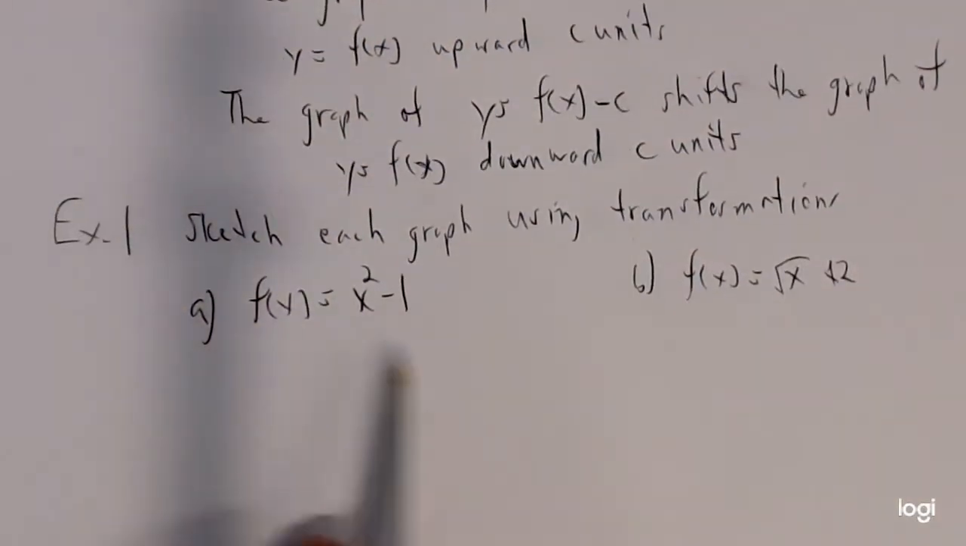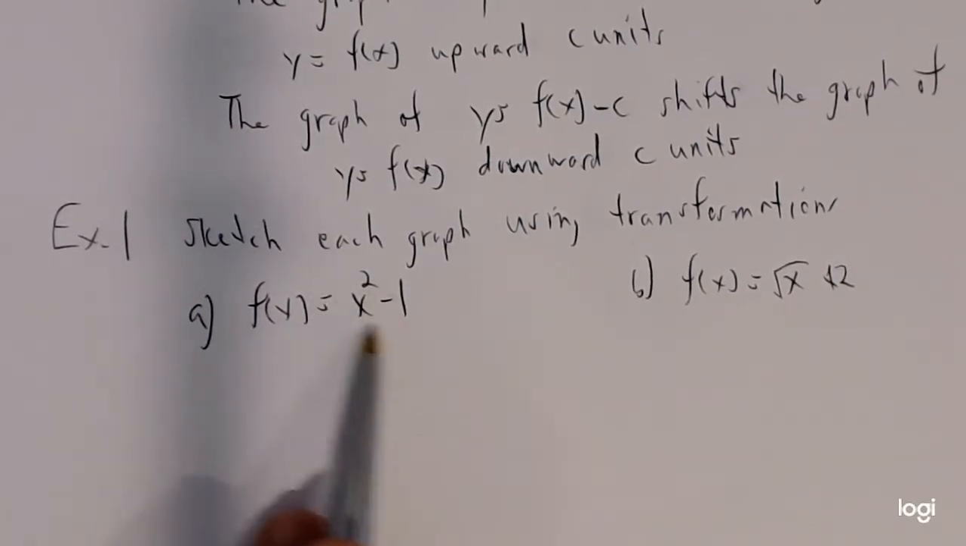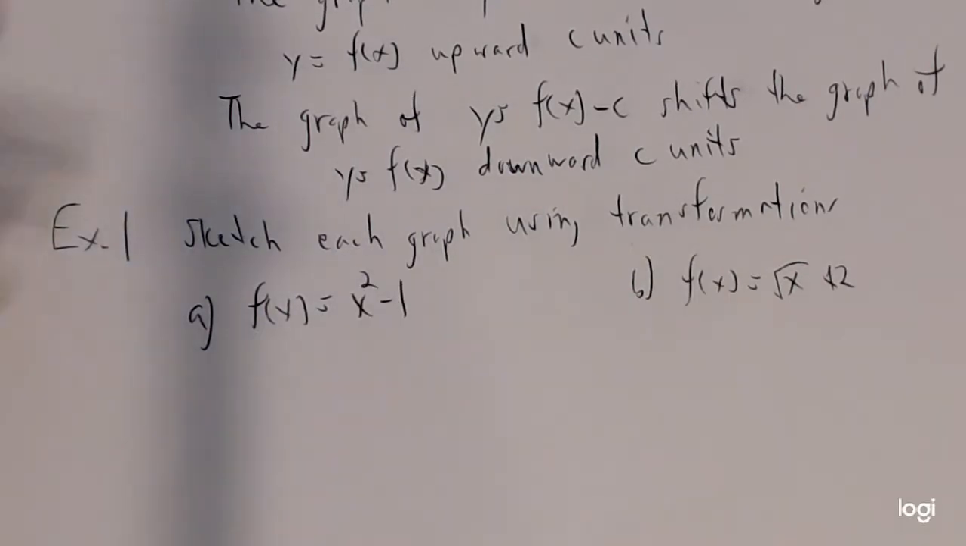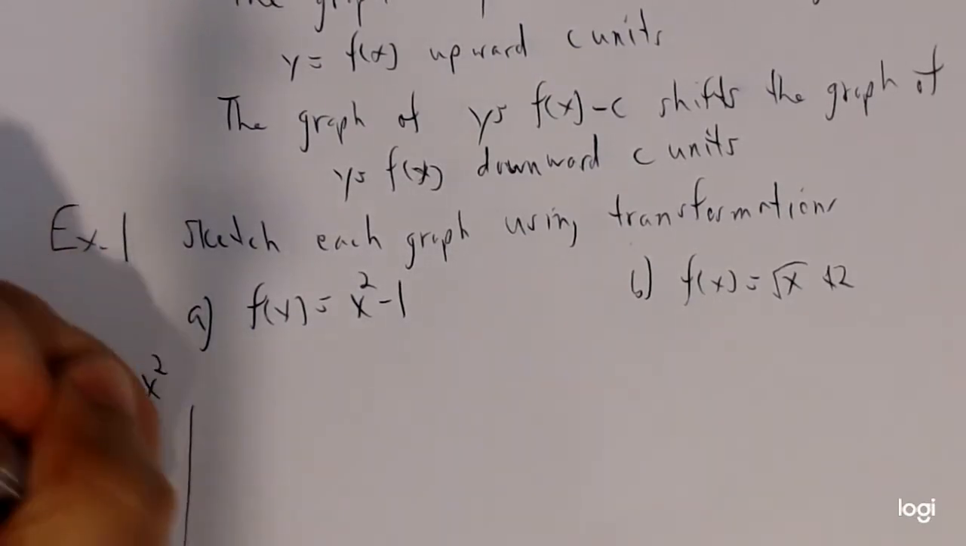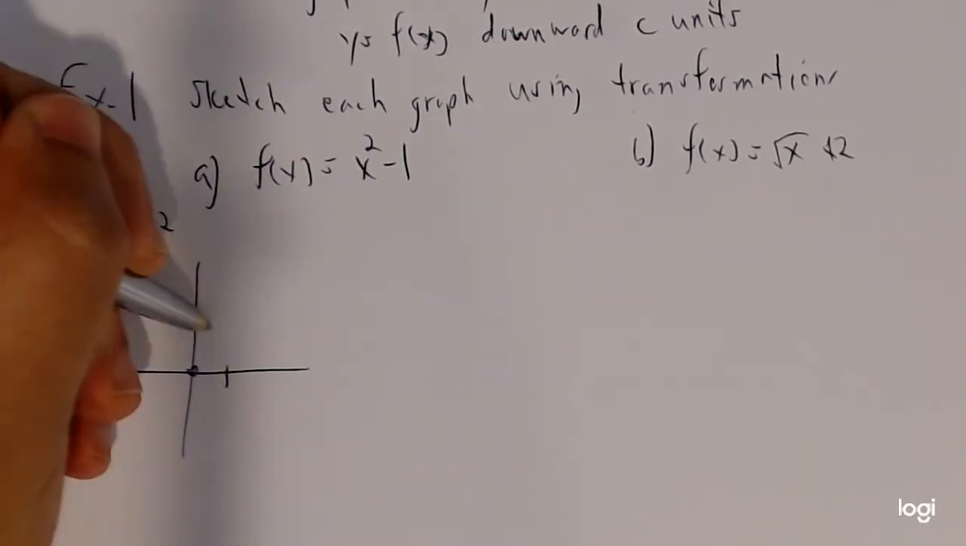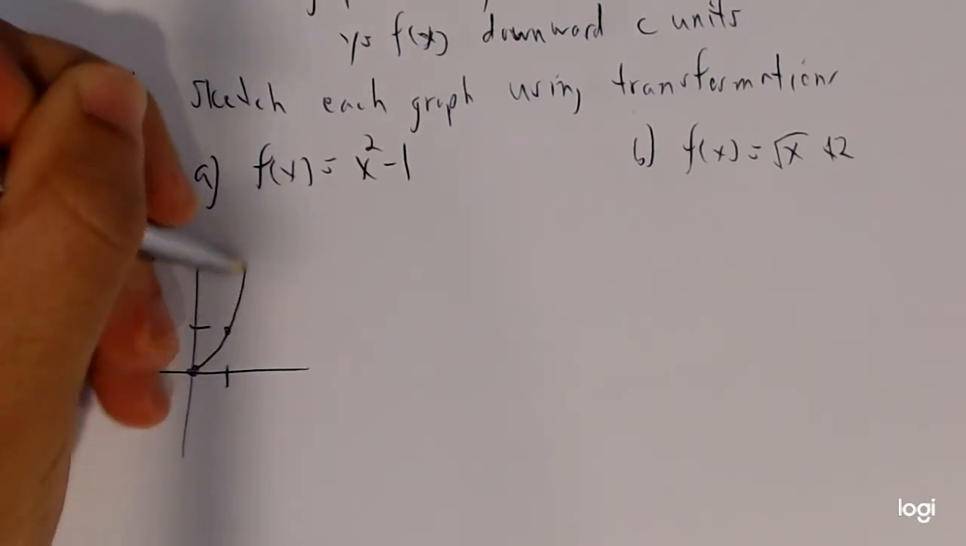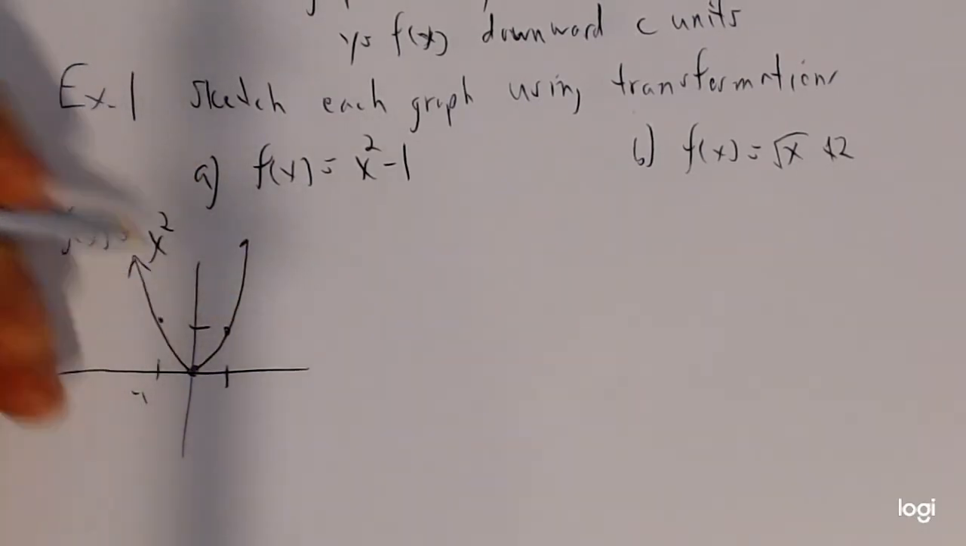By looking at this, I know what the basic graph is, because of the x squared. So when I'm using transformations, I'm going to start with the most basic graph, which is f of x equals x squared, and we know what the graph of that looks like. If you remember, it's one of the parent functions that we talked about. So x squared is what? 0, 0, 1, 1, negative 1, 1. And the graph looks like this.